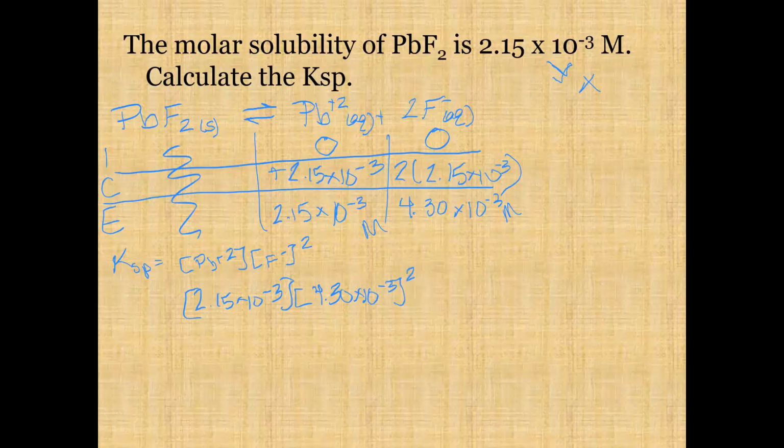And when we put that in the calculator, we get that the KSP is going to be equal to 3.98 times 10 to the negative 8th. And yet again, K does not have a unit. So this is one way that it will give you a problem: it will give you that molar solubility and ask you for the KSP value.